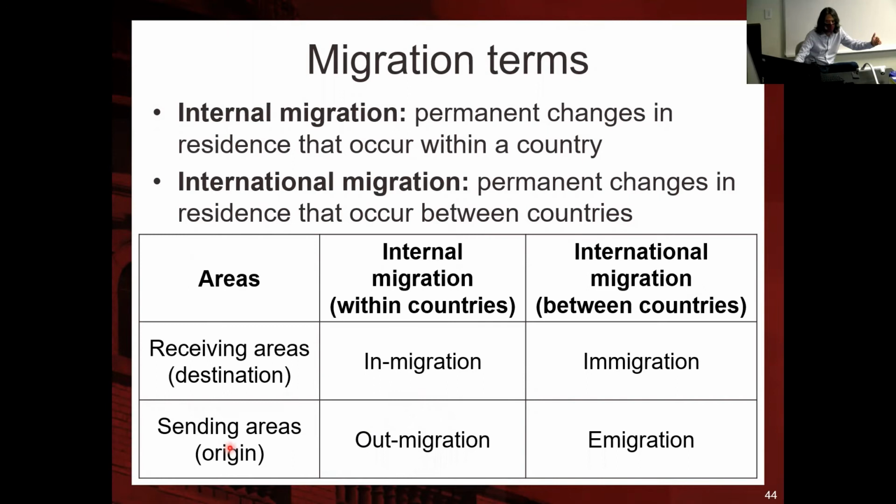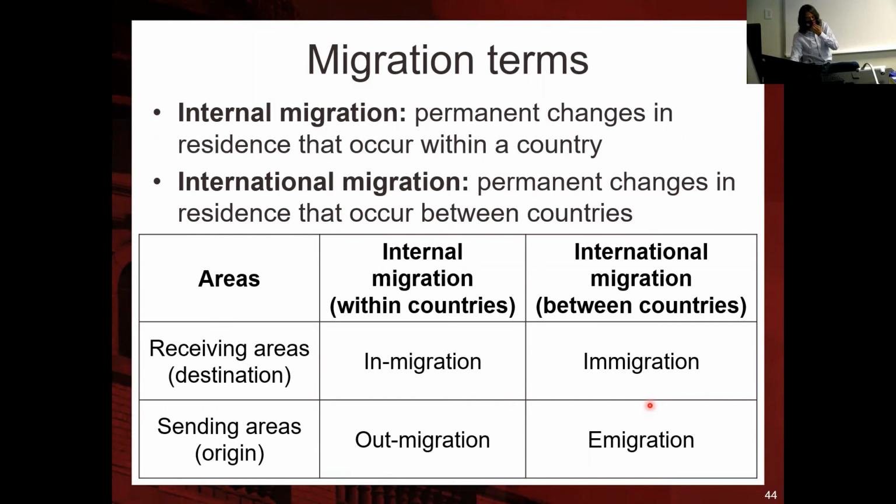In the US, we usually hear more the term immigration. That's because I'm talking about migration of people coming from other countries into the United States. And I'm trying to understand how that affects the American population. So I'm talking about the effects of immigration on the country of destination.